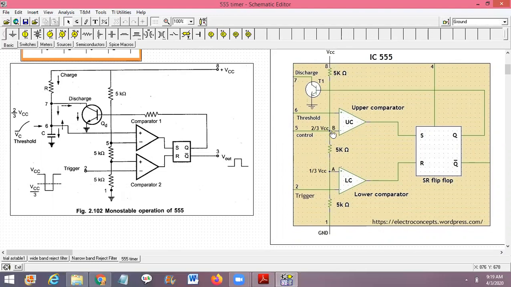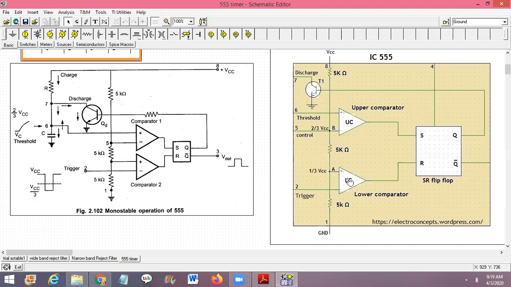So pin number 5 is the input given to the inverting terminal, and point B reads the voltage of about 2/3 VCC, because by applying the voltage divider rule at point B, we obtain 2/3 VCC. By applying the voltage divider at point A, we obtain 1/3 VCC. These are the reference voltages.